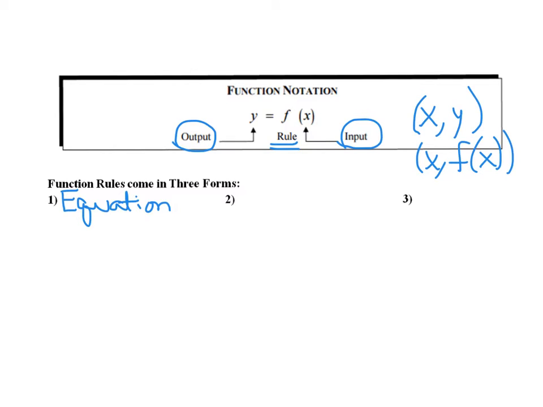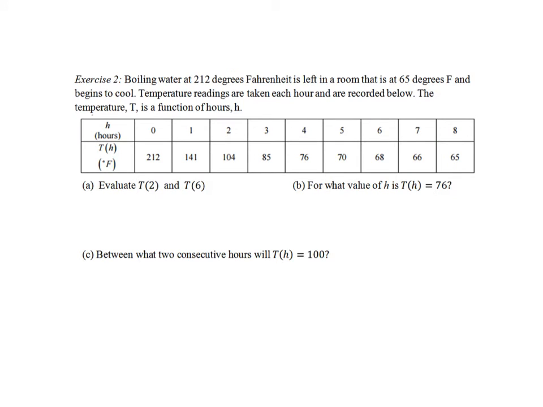We'll also be able to see function rules given to us as ordered pairs on graphs. So we can read values from graphs and know what the input and output are. Likewise, we can use a table of values. When we look at a table of values, the independent variable generally comes first, and that's my input. The dependent variable comes second, and that's my output. So let's take a look at an example of one of those problems using a table of values, which is what we see in exercise number 2.